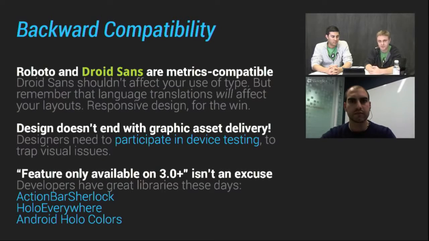So ActionBarSherlock, I'm sure a lot of you are familiar with. That basically is almost a 100% backport of the Action Bar to previous versions of the platform. Holo Everywhere actually gives you a lot of the standard widget styling, like spinners and text fields and such.